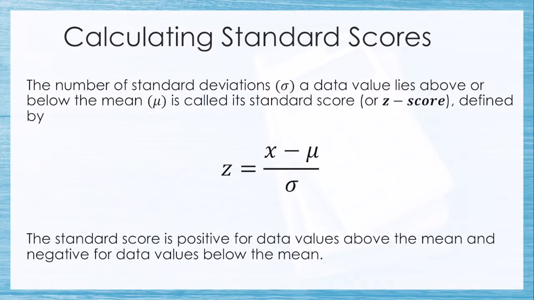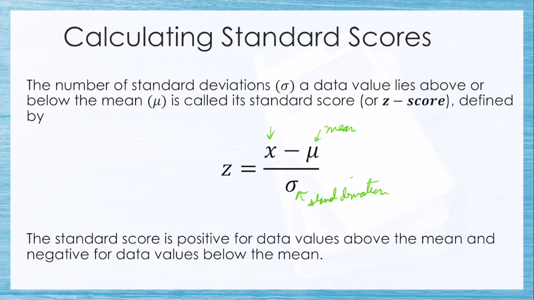The number of standard deviations above or below the mean is called the standard Z-score. And what you do is you take your data value minus your mean and divide it by your standard deviation. That will give you your Z-score. What does the Z-score mean? We're building up to that, but first we need to know how to calculate our Z-scores.